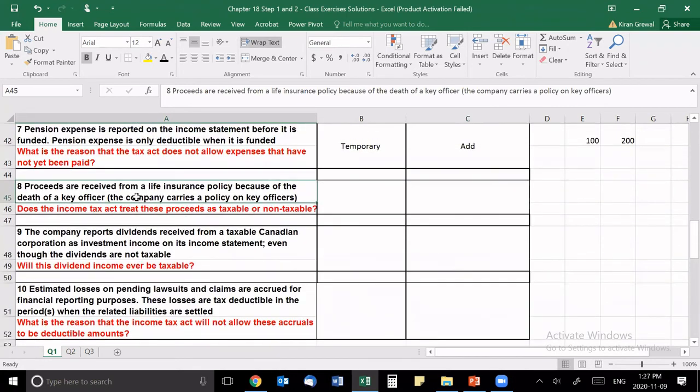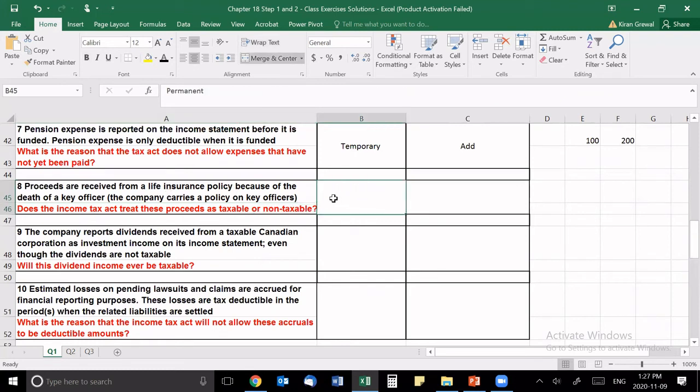Number 8, proceeds are received from a life insurance policy because of the death of a key officer. The company carries a policy on all its key officers. Okay, so for life insurance, we know that this is not allowed to be deducted for tax purposes, only for accounting purposes. So never will you be allowed to record proceeds from life insurance companies in revenue for tax purposes. And therefore, that makes it a permanent difference. This is money that's coming into the company, so it's going to increase your accounting income, but we can't record it for tax purposes, so we have to take it out. We have to deduct it.